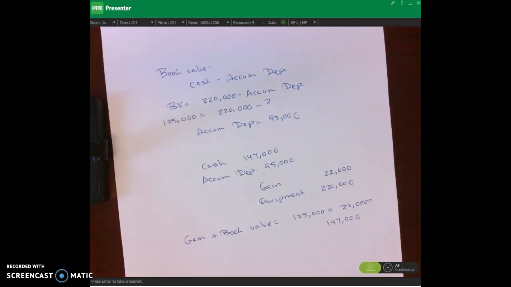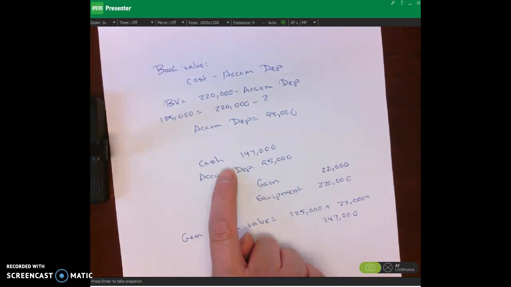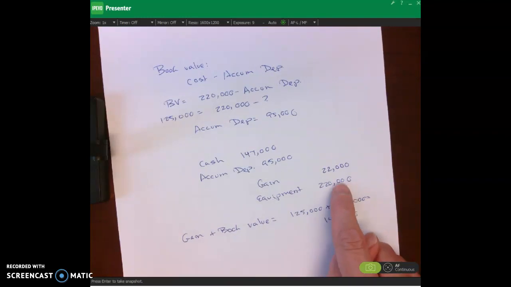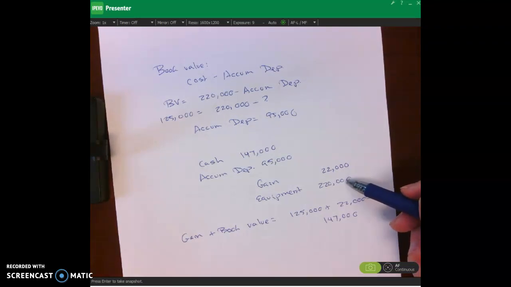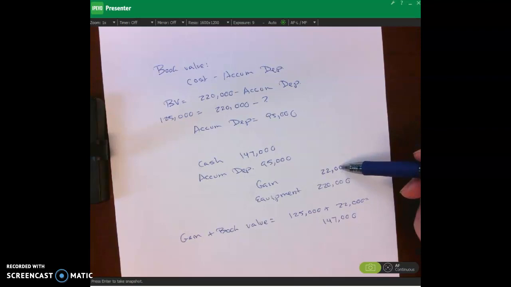Now, the reason I did that is because we know the journal entry for the sale of equipment. We're going to debit cash. We will debit accumulated depreciation. We are told that there is a gain, and then we know we will credit equipment for the original asset cost. So we are given this number, 220. So we credit equipment for 220 because we don't have the equipment anymore. We credit the gain for $22,000 because gain is considered additional revenue.